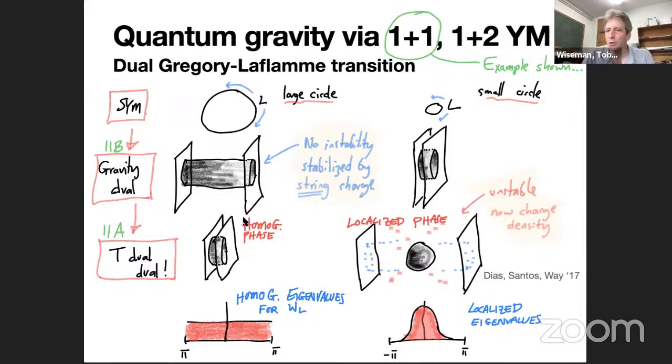Anyway, that's a long story. But in particular, the signature in the super Yang-Mills is that you expect there to be a transition in the behavior of the eigenvalues of this Polyakov loop or this holonomy around the spatial circle. So you'll expect a change in the eigenvalues. And in particular, what you expect is that as you take N to be large, so you have an infinite number of eigenvalues in the large N limit, in this phase here, the large circle phase, you expect a homogeneous distribution for the eigenvalues. And in the small circle phase, you expect an inhomogeneous distribution, or in fact, a localized distribution.